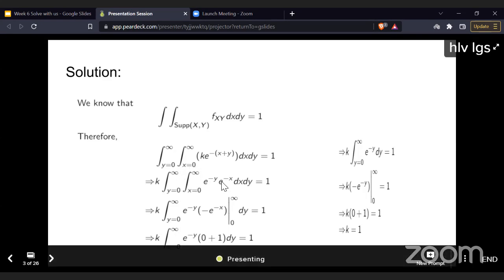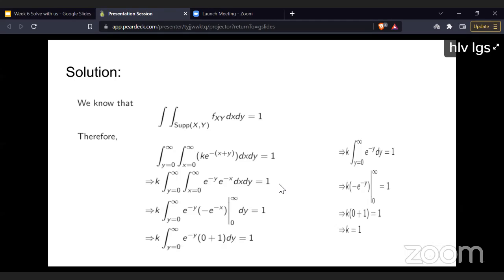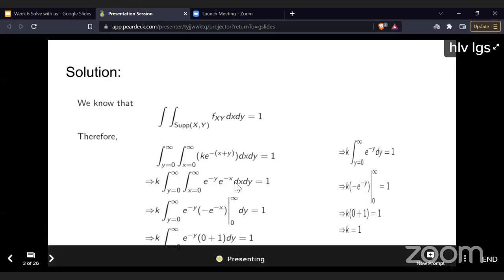Okay. So once you do the integration of e to the power minus x dx, you will get e to the power minus x divided by minus 1. As you know, the integral of e to the power ax gives you e to the power ax divided by a. So in this case, our a was minus 1.